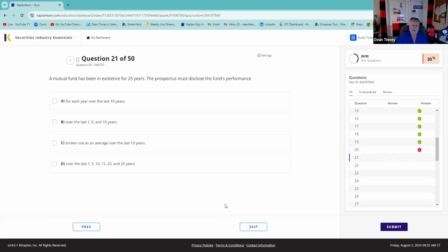A mutual fund has been in existence for 25 years. The prospectus must disclose the fund's performance. So this is about what we call hypothetical illustrations.